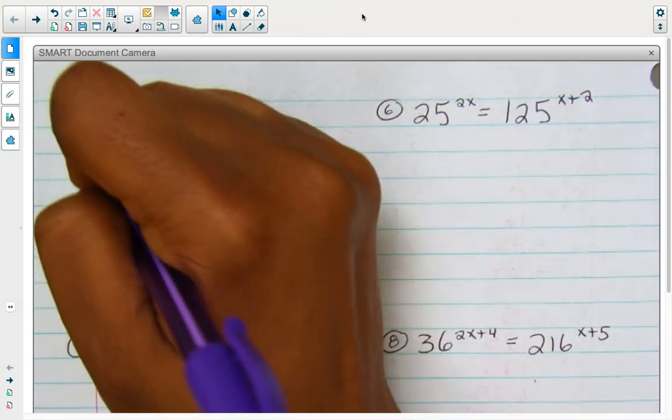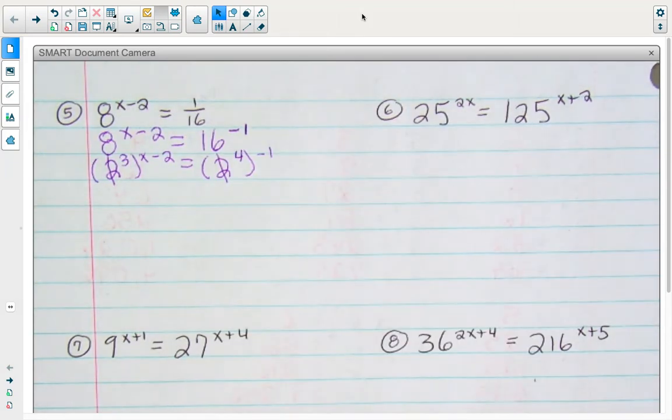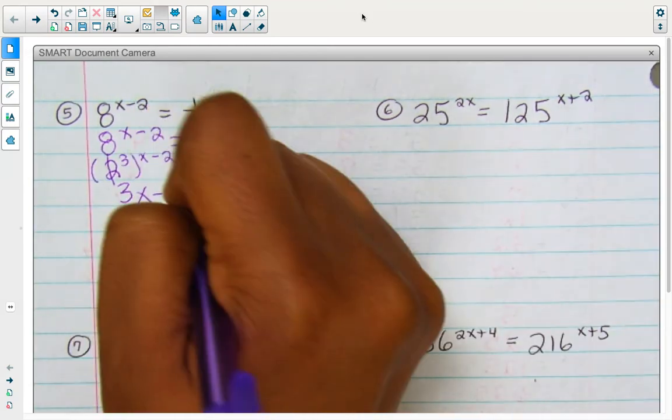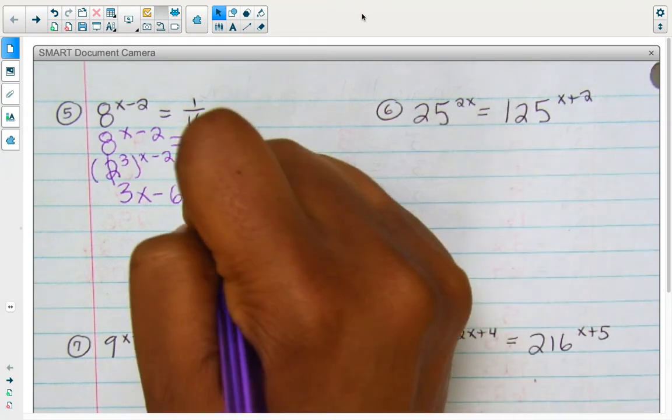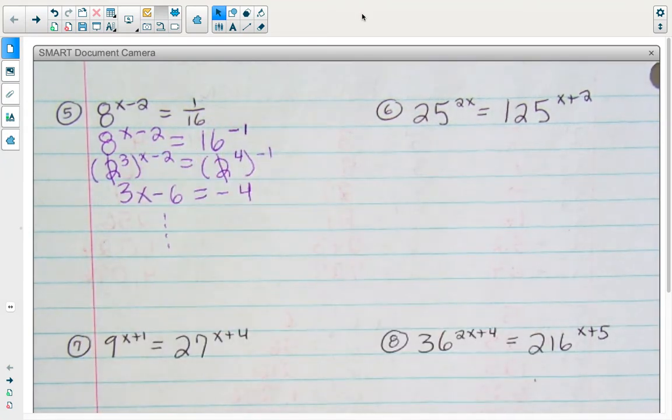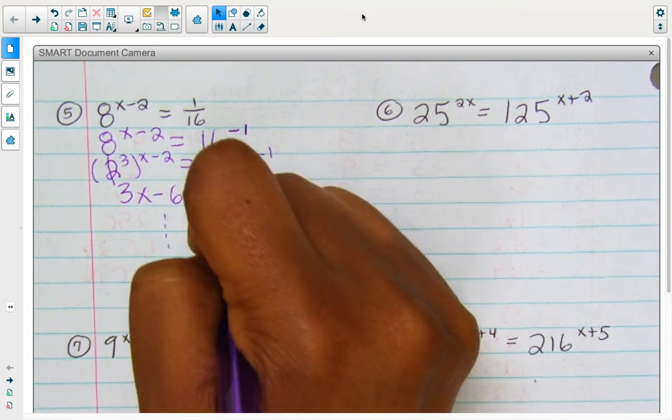Now your bases are going to cancel. 3 times x is 3x. 3 times 2 is negative 6. 4 times negative 1 is negative 4. From here, go through, solve your equation. For this particular problem, you should get 2/3.